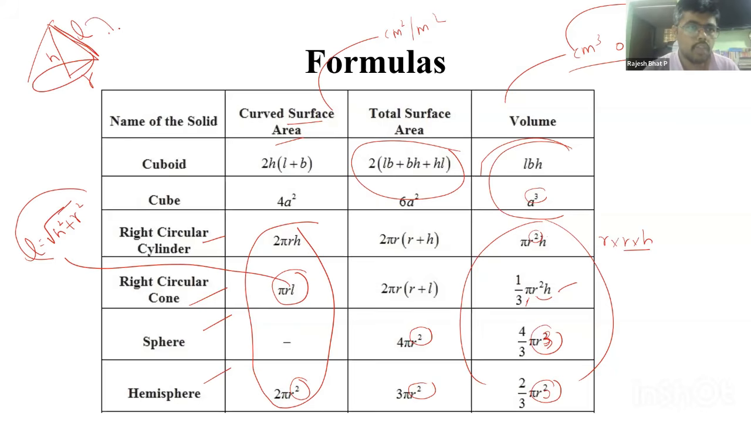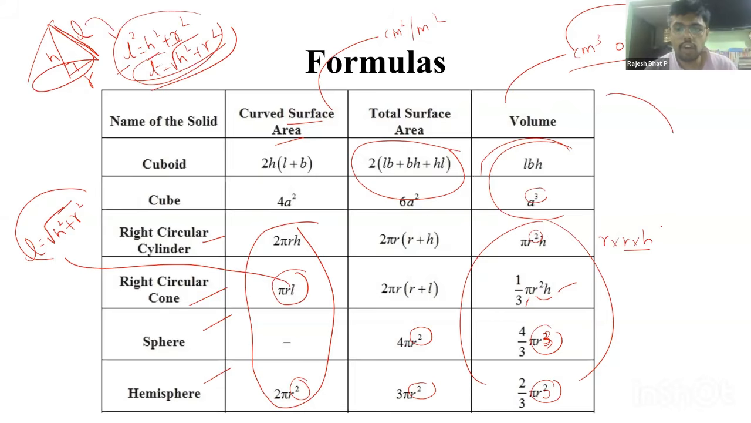To solve this, you know this is 90 degrees, so you'll be using Pythagoras theorem. L square is equal to h square plus r square. Therefore, L is equal to square root of h square plus r square. In 1 mark questions, they will sometimes ask, write the relationship between slant height, height and radius. Just write this formula. So you should know all the formulas. Practice it, understand it, then only you are able to solve problems.